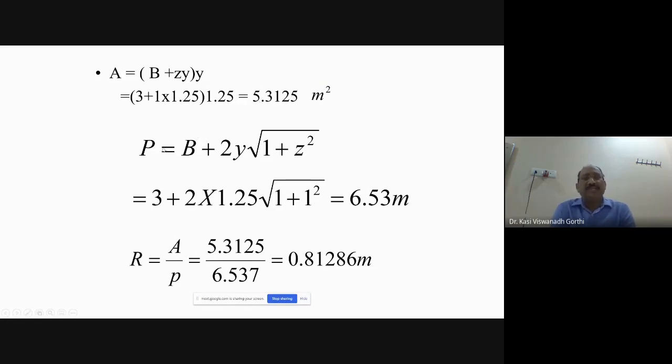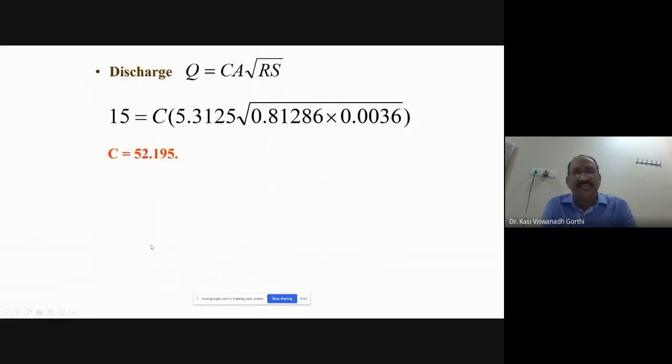Wetted perimeter P is equal to B plus 2Y square root 1 plus Z square. Substituting those values, the wetted perimeter is 6.5 meters. Wetted area is computed, wetted perimeter is computed. Next, hydraulic radius. Hydraulic radius is A by P, 5.3 divided by 6.5, 0.8 meters is the hydraulic radius.